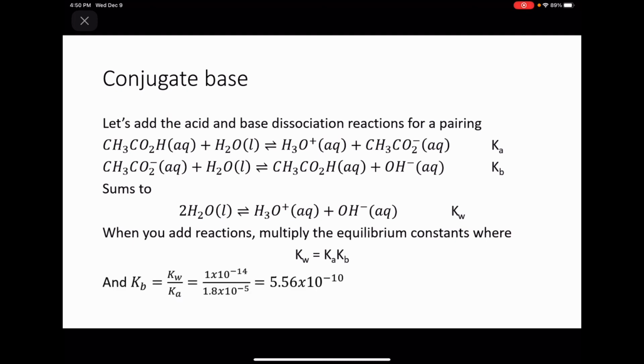We know Kw. We can look up Ka in the back of the book for the acetic acid. So our Kb is just Kw over Ka. And in this case, it's 5.56 times 10 to the minus 10th.